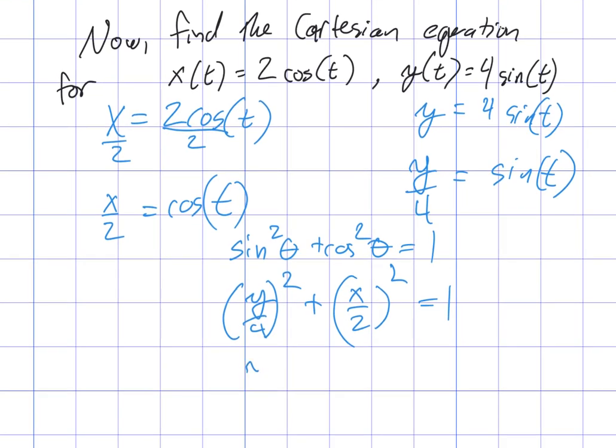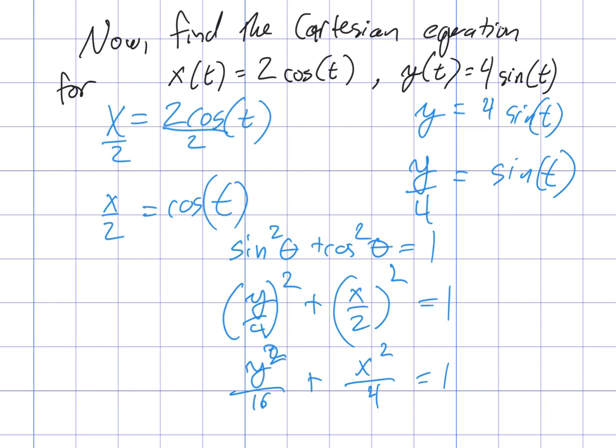Or what I have is y squared over 16 plus x squared over 4 equals 1. And what that actually is, that we'll be doing a little bit more time with the next chapter, is an ellipse. It's an ellipse, and my long axis is in the y direction, and my short axis is in the x direction because the number under the y value is larger and the one under the x value is smaller.